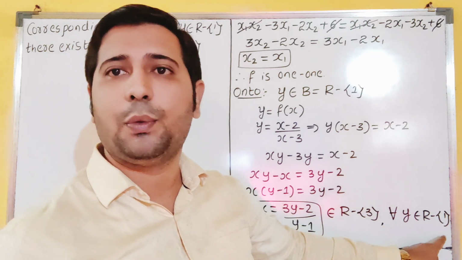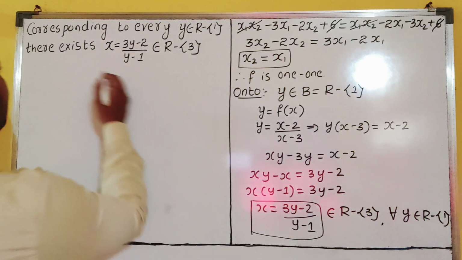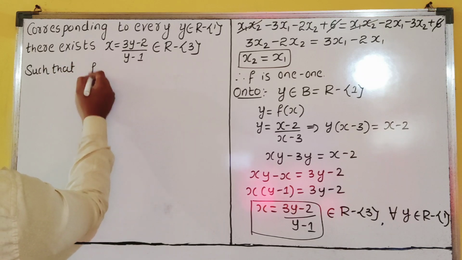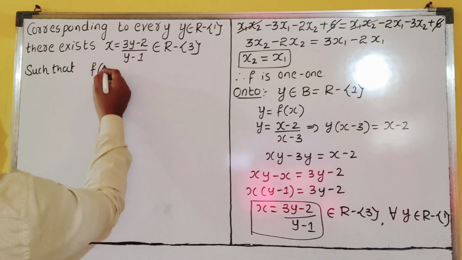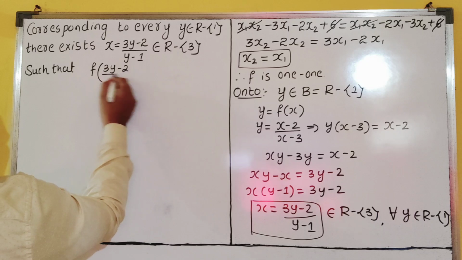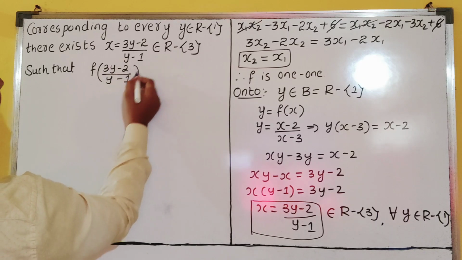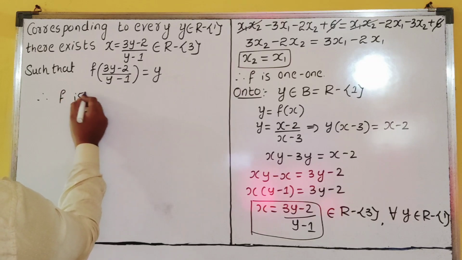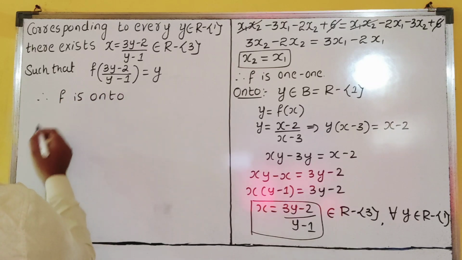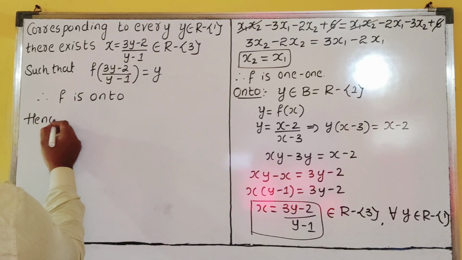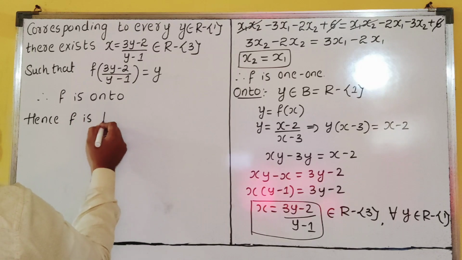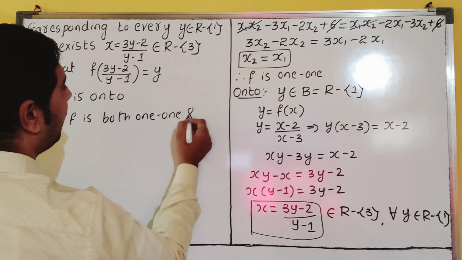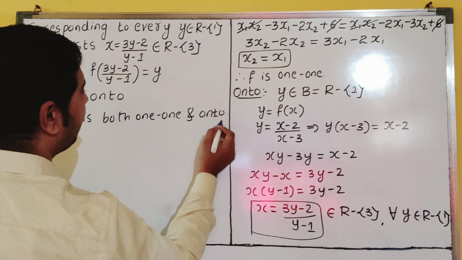Except 1, you should not put. Fine. So such that f of x is equal to y. X is nothing but 3y minus 2 divided by y minus 1, and that is equal to y. Therefore f is onto. Hence f is both 1-1 and onto. We have justified our answer, dear students.